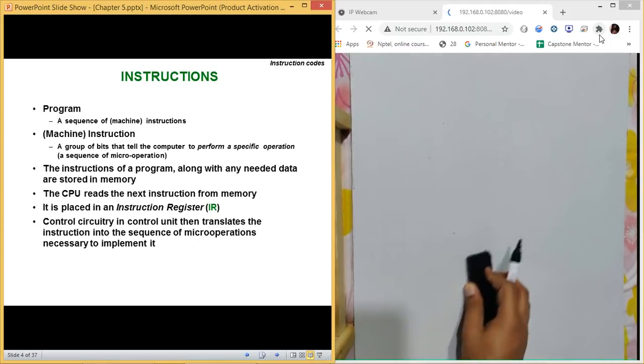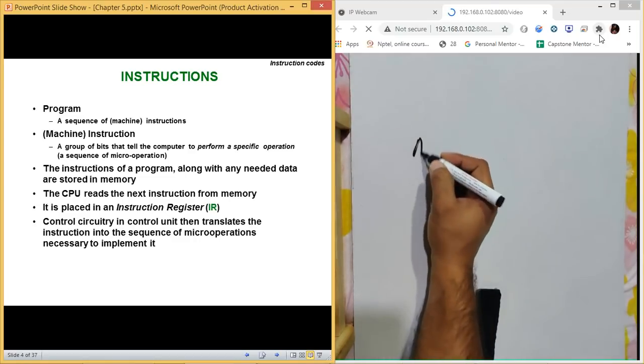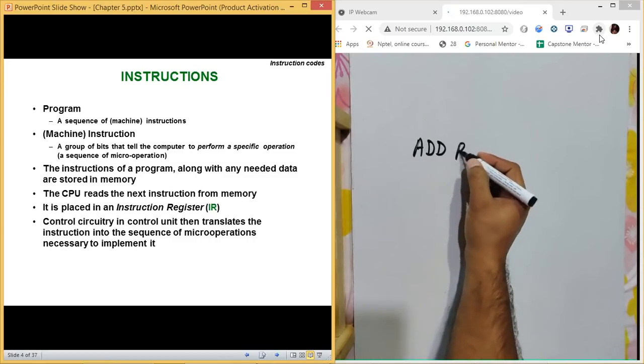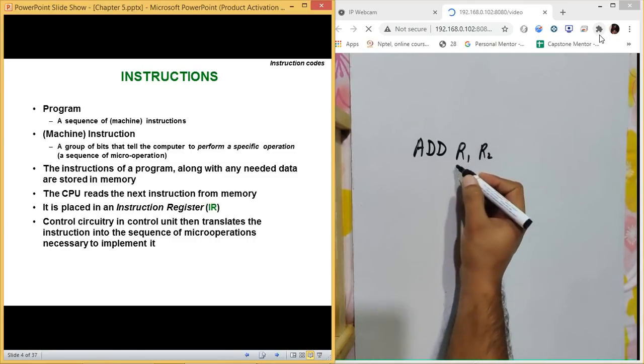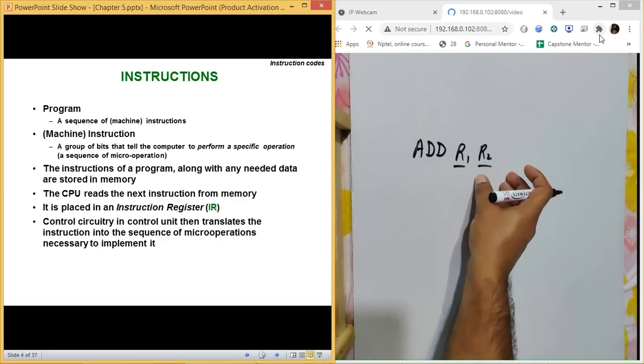Now, all the instructions which we have are going to be stored inside the memory. So everything will be stored inside the memory along with the data which we require. In such a case, like add R1, R2, these are the two registers. So it means the data should be stored on these registers.